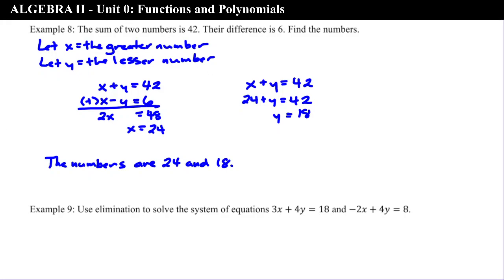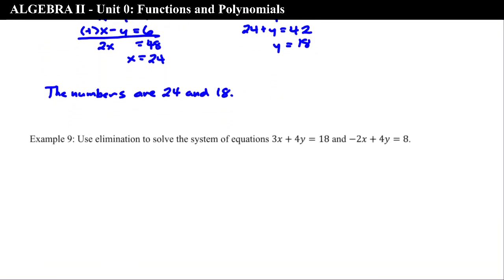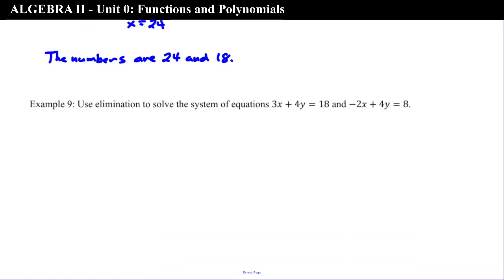Okay, that's a little introduction to word problems. We'll do a couple more here in a moment, but let's do this example. Let's use elimination to solve the system of equations that's presented here. Well, we've got 4y's in here, so elimination does seem to be a good method. So let's stack the equations.